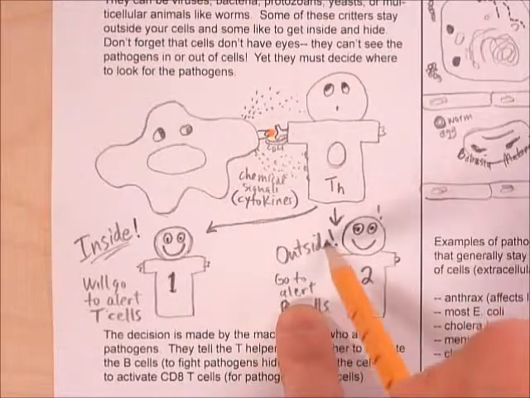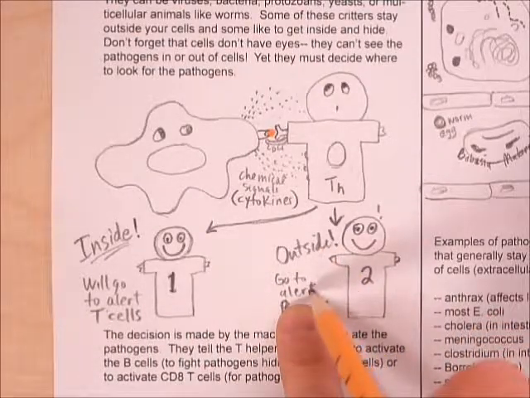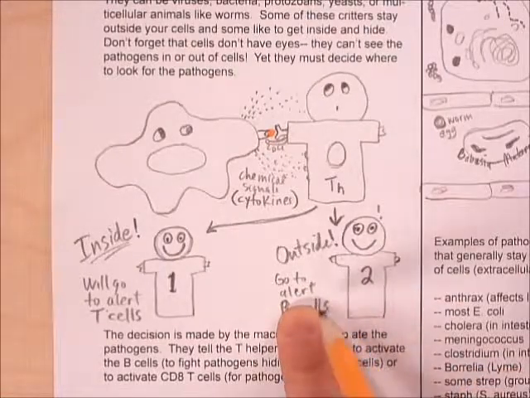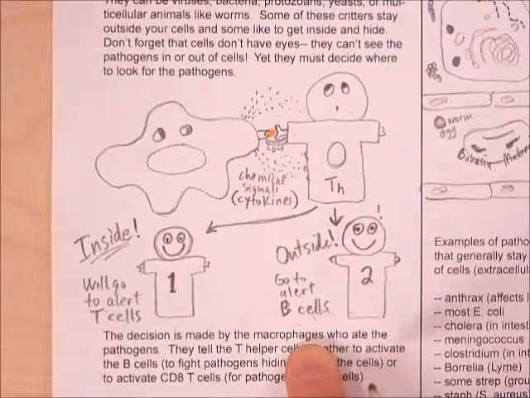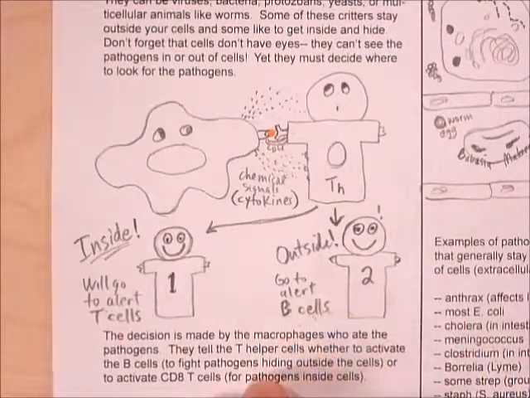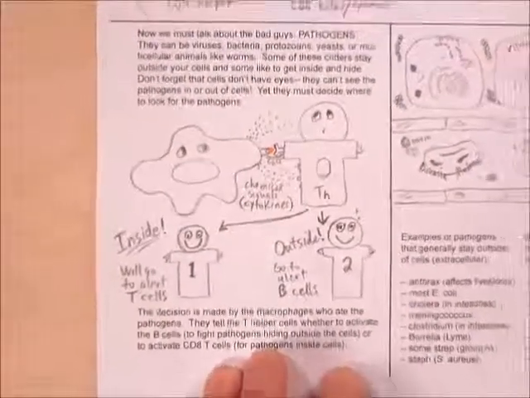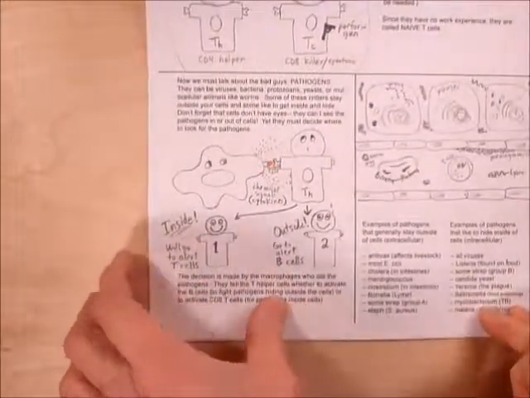But in this case, if the pathogen is outside, like we saw that worm that was covered with IgEs and the eosinophils are eating at it, the plan of action for if he turns into number 2 is to go alert the B cells. And in the next drawing, we're going to put it all together and see how all the parts function together.